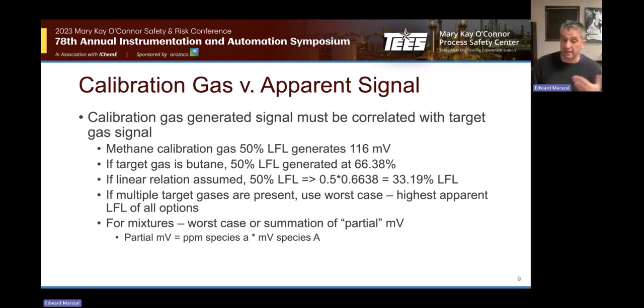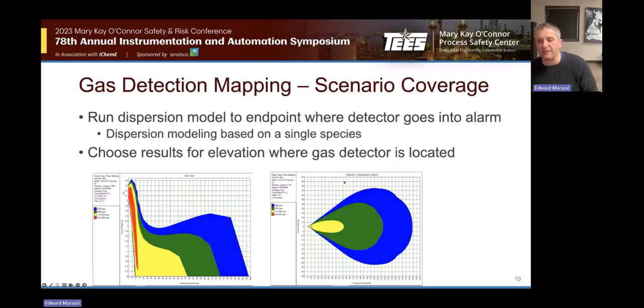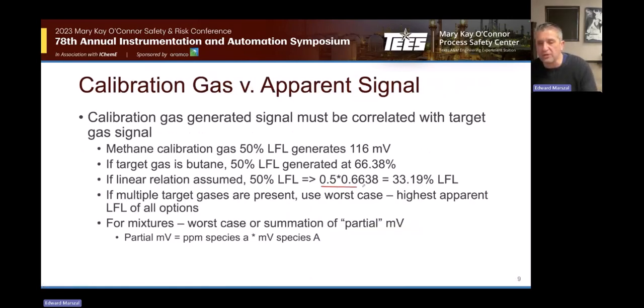This is a little bit less conservative, a little bit more aggressive, but it might be appropriate for what you're doing. But again, now we have another complexity in that, well, I know what my partial millivolt is. And if you go back up here, so you use this same kind of concept. This right here is what you would put in for your partial millivolt value. And then you multiply that against your calibration gas to figure out, again, what your effective LFL is. So that's kind of the process.